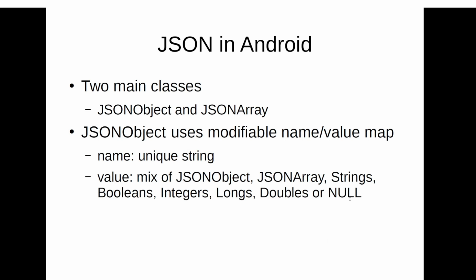To use JSON in Android, we tend to use two classes, JSONObject, which represents a JSON object, and JSONArray, which represents a JSON array. Inside a JSON object, we find a collection of name-value pairs where the name is always a unique string and the value can be a JSON object or JSON array, a string, a Boolean value, or any of the number types, integer, long, or double. You can also have null as a value.